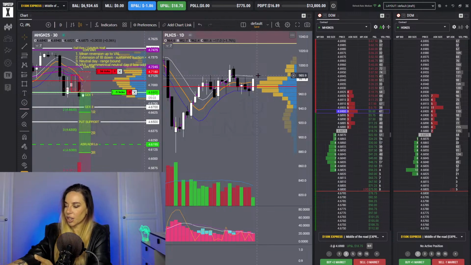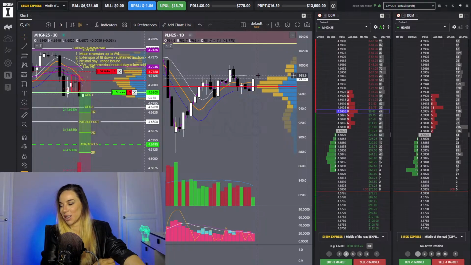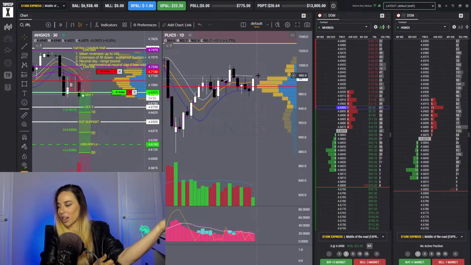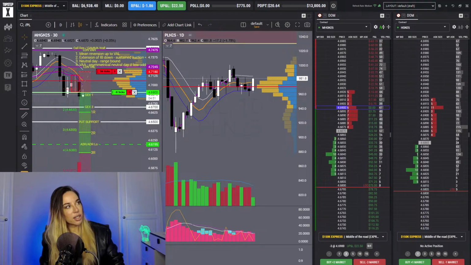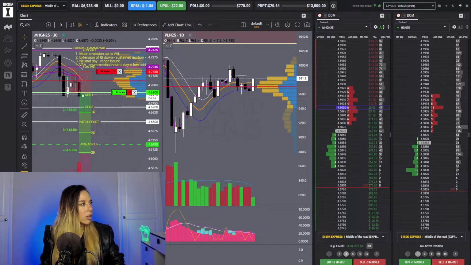Nanka says, don't be a javelin catcher. I like that. Not a bottom catcher, a javelin catcher. Right, from the 960 area. Okay. Let me find platinum first. Where are you? Okay. It's a nice move up.